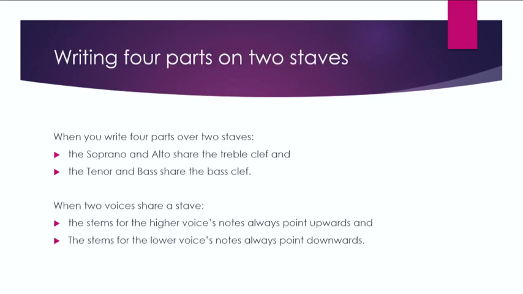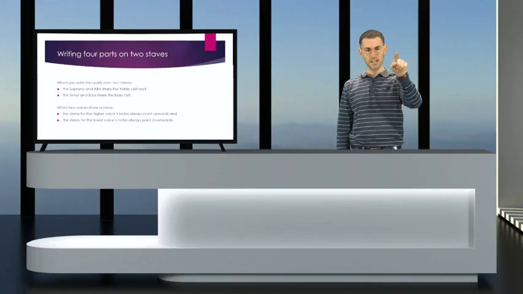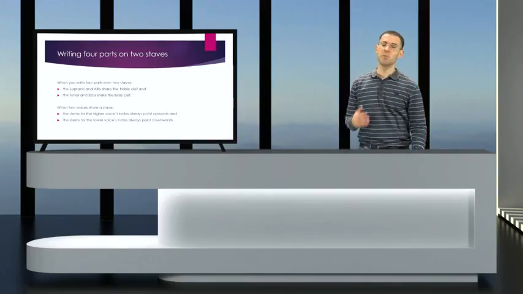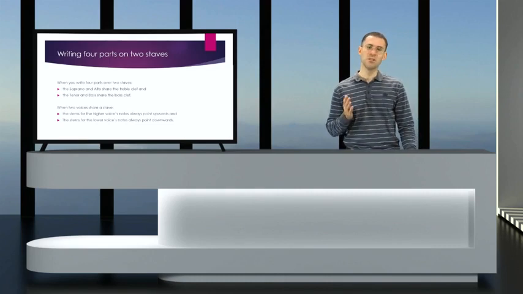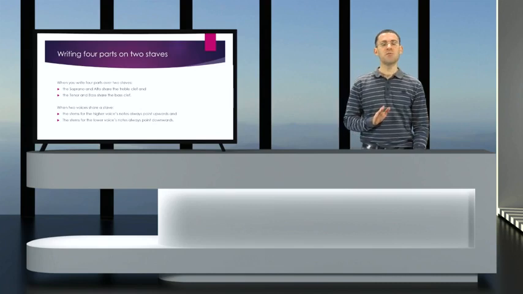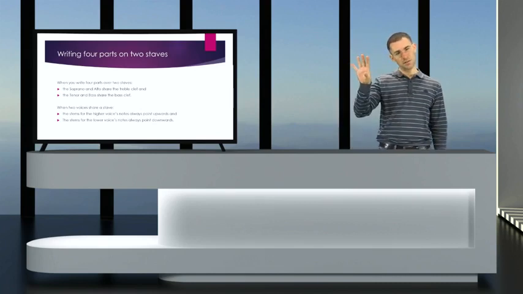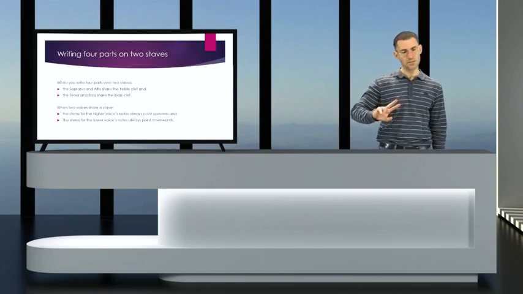When we write 4 parts on 2 staves, so this is an important thing. We learned about the grand stave earlier on in Introduction to Music Fundamentals A. The grand stave, you'll remember, is when we write the treble clef and the bass clef together. They're linked by that line and the bracket at the beginning. So when we're writing 4-part harmony, we use the grand stave. But we're going to write 4 parts on 2 staves. So that means 2 parts per stave.